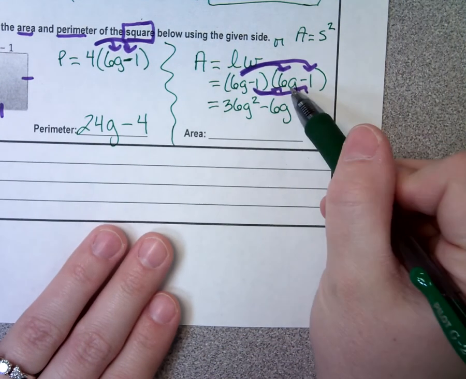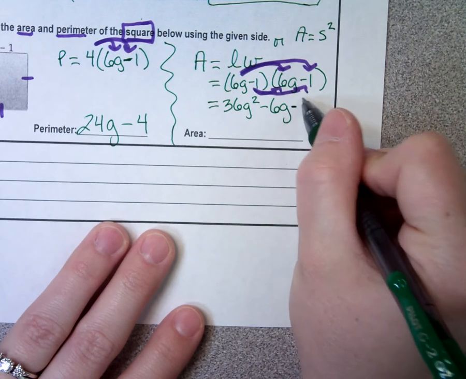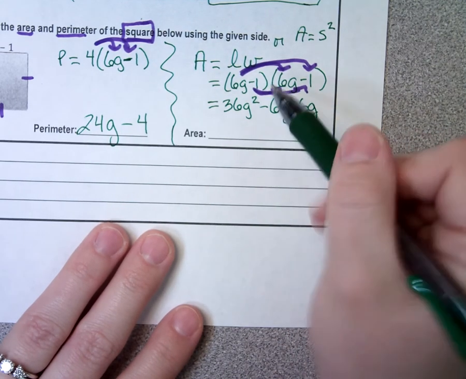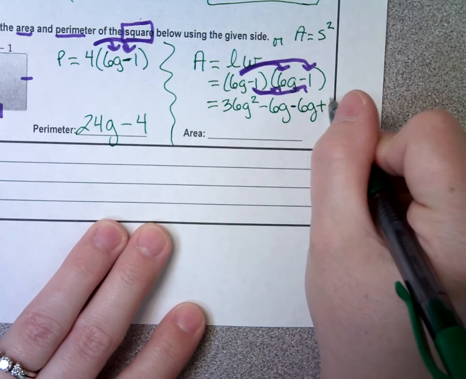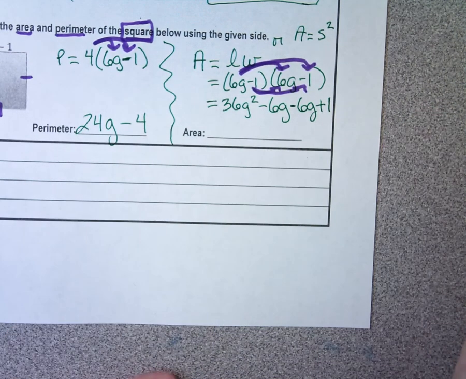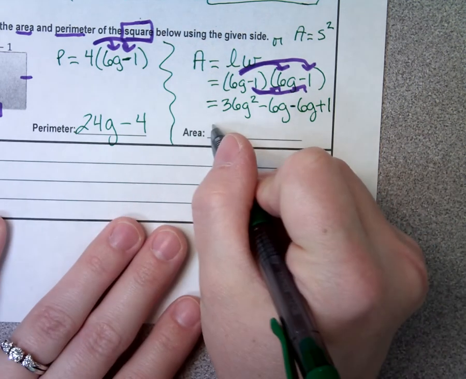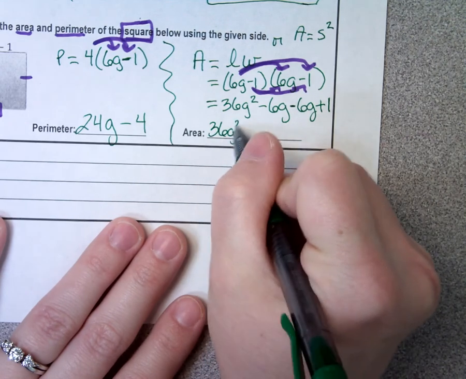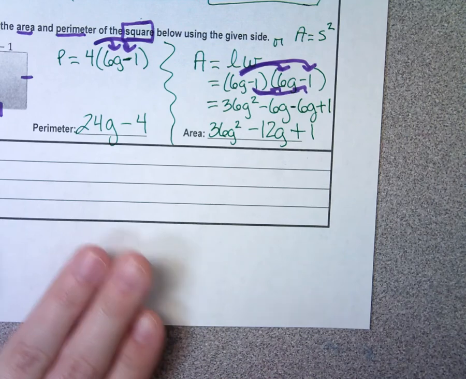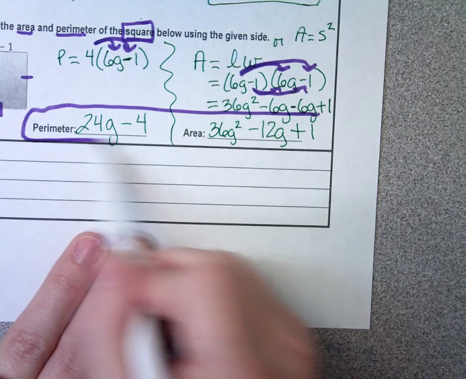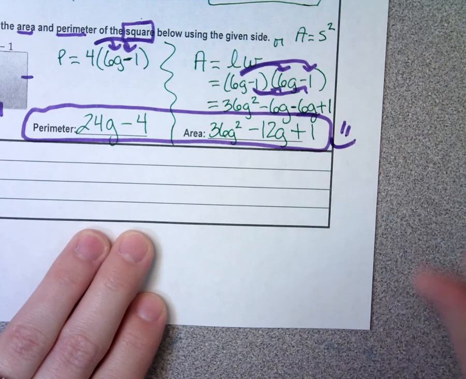Now let's distribute the negative 1 with the back set of parentheses. How much is negative 1 times 6g? A negative 6g. And how about negative 1 times negative 1? A positive 1. Okay, if I combine like terms, what would our final answer be? 36g squared minus 12g plus 1. And there they are. That's it. Smiley face. Thank you.